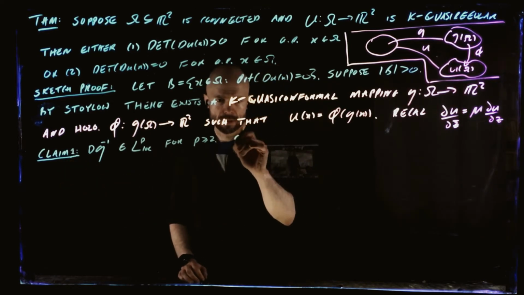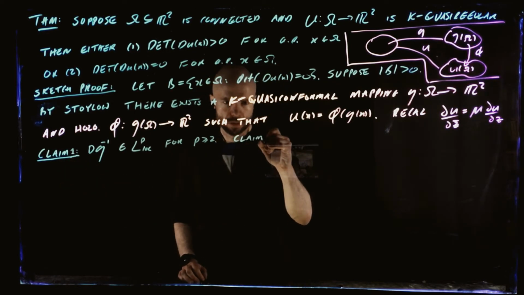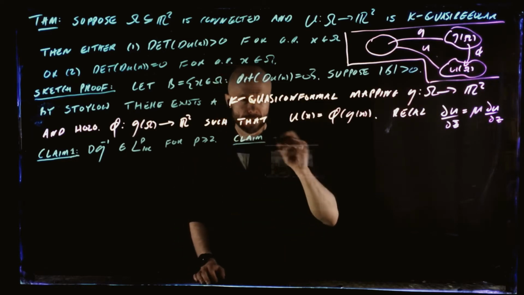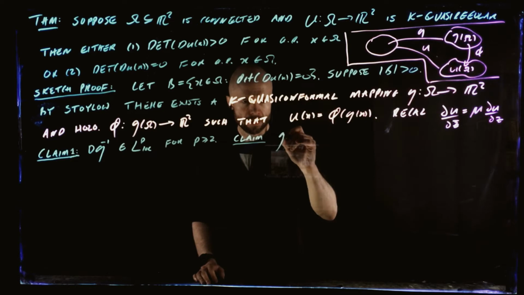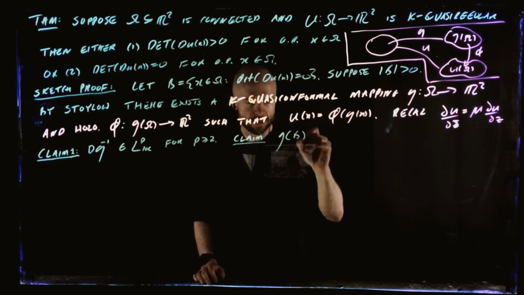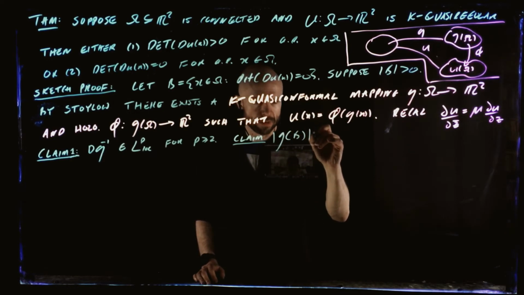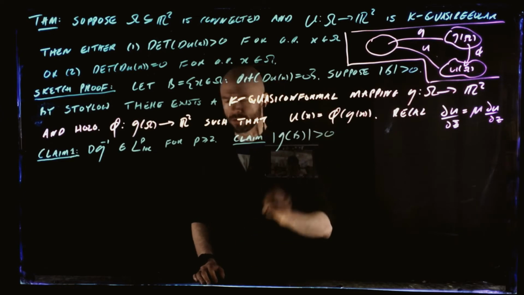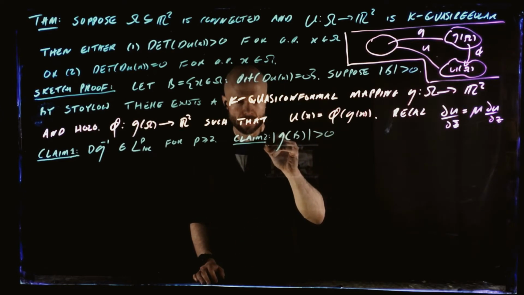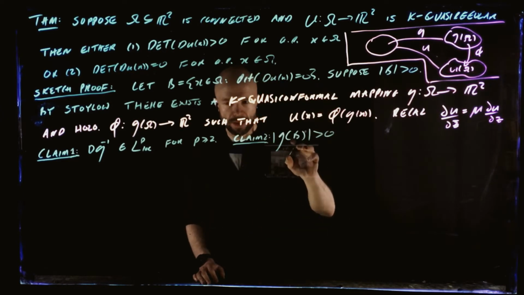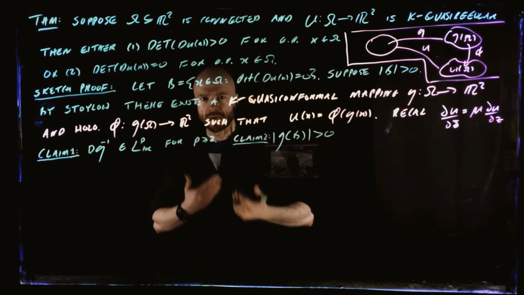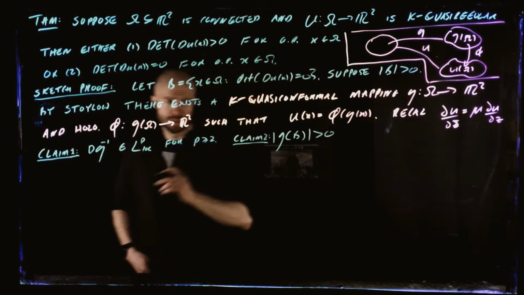The second claim is that if we consider the image of our bad set under g, then this image has to have positive measure. I'm just going to show you how this follows from the first claim. So if we have claim 2, then I'm going to show you how this follows.